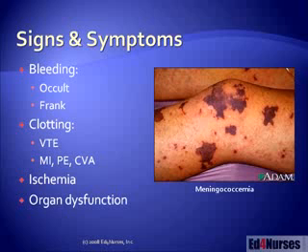The other part of DIC, though, that isn't as obvious, because you can't see it from outside, is going to be the clotting. And a patient can have clotting going on, causing venous thromboemboli, myocardial infarction, pulmonary embolism, strokes.